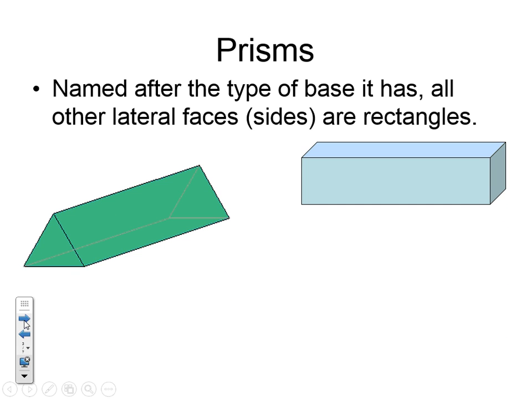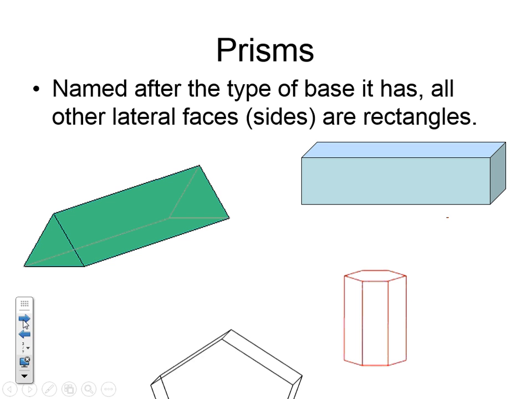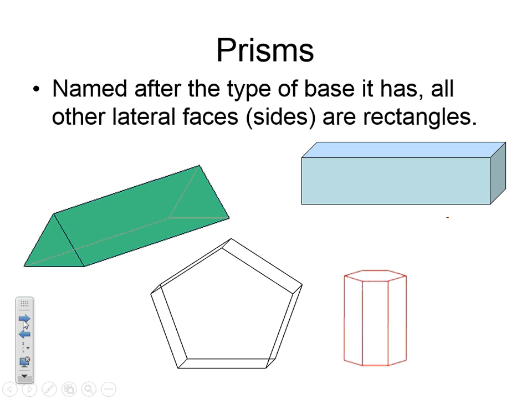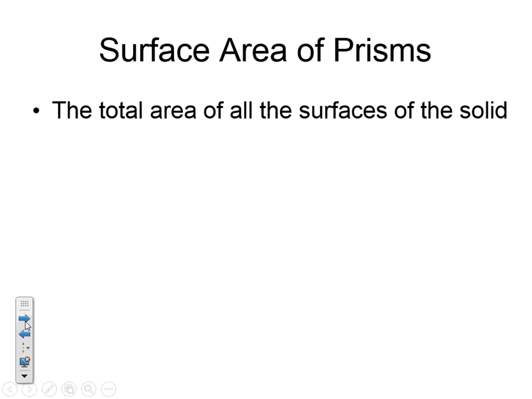These are some examples of prisms. This first one is a triangular prism. Next one we have a rectangular prism. We have a hexagonal prism. A pentagonal prism. You don't need to draw any of these down. Here are just some examples. Now, surface area of a prism is the total area of all the surfaces of the sides.